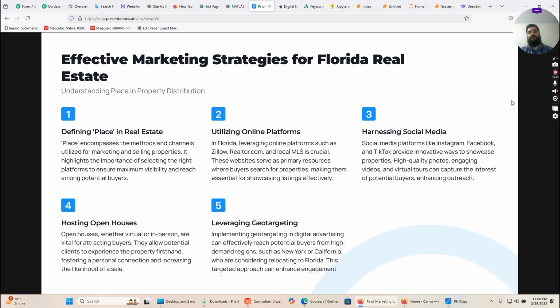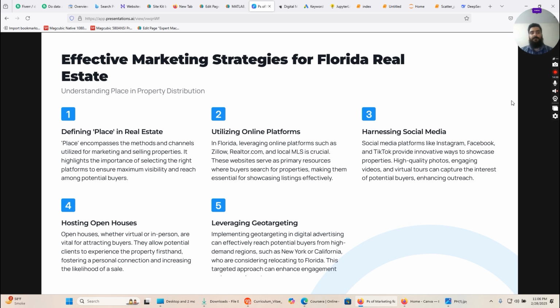The first thing you have to do is to define the place in real estate. Place encompasses the methods and channels utilized for marketing and selling properties. For example, what do we mean by place here? If you are selling a shampoo, then the place for selling that particular shampoo would be a grocery store, a small shop in the local area. So this is what we mean by place.